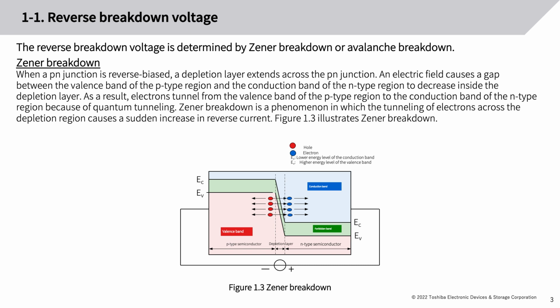As a result, electrons tunnel from the valence band of the p-type region to the conduction band of the n-type region because of quantum tunneling. Zener breakdown is a phenomenon in which the tunneling of electrons across the depletion region causes a sudden increase in reverse current. Figure 1.3 illustrates Zener breakdown.